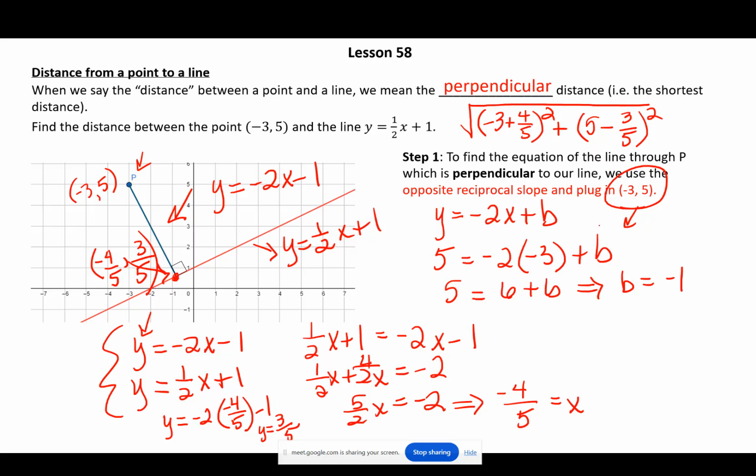This will be the distance from the point P to the line. And I have made such a big mess here. I'm so sorry. Let me just move this all the way down here.